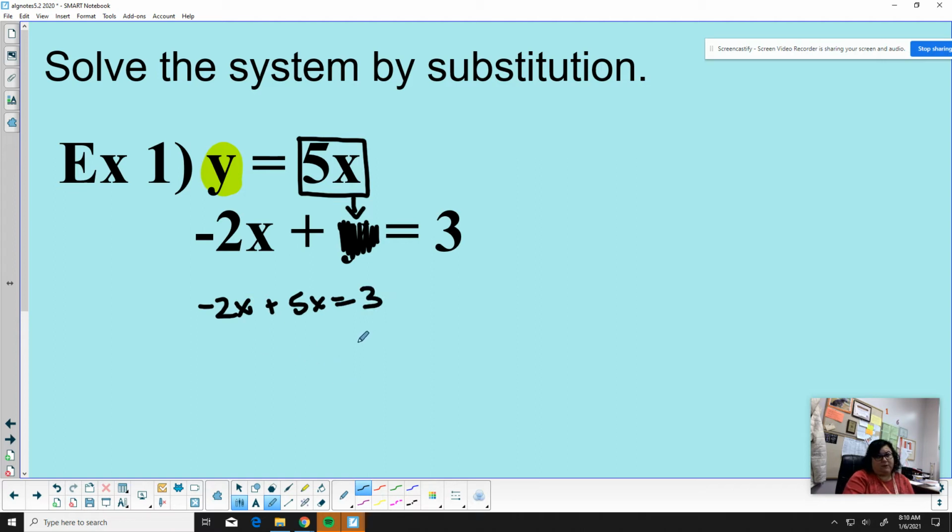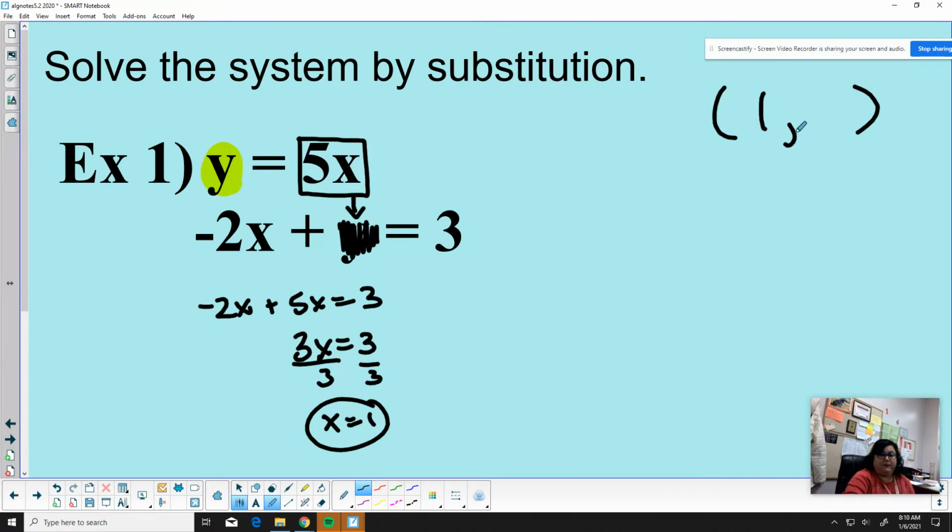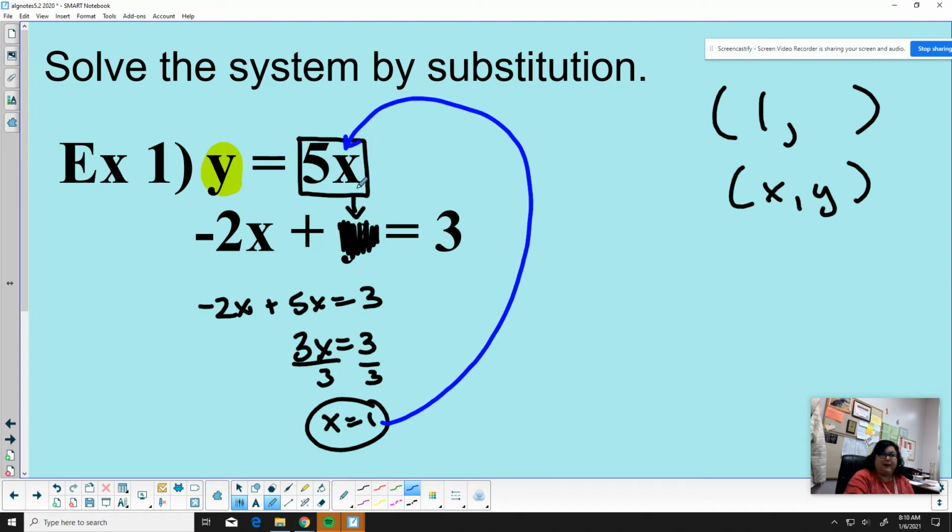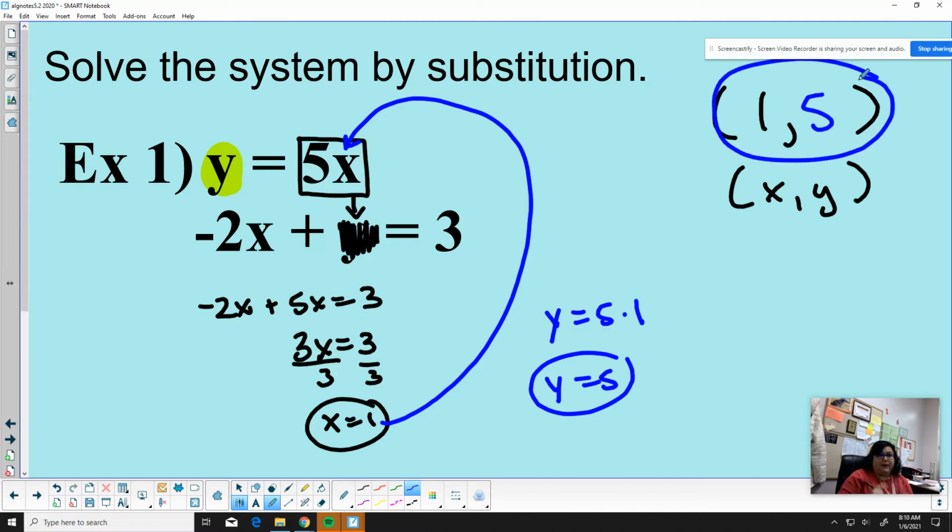And now we're just going to use our solving skills from chapter 1. So here I would combine like terms and divide by 3. So x is 1. That means I have part of the answer. Remember when we write an ordered pair, it's x comma y, and this is my x, so it goes in the first position. To get the y, I plug it back in, and I always put it back in the equation that I came up with at the beginning. So y equals 5 times 1, so y is 5. So my answer is (1, 5). And again, that is the point where those two lines cross.